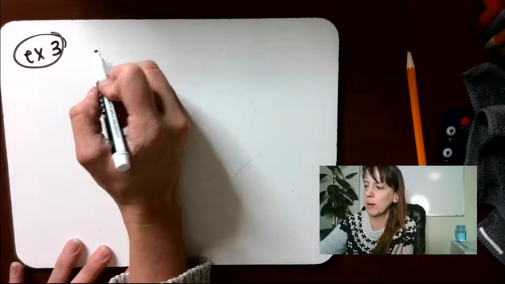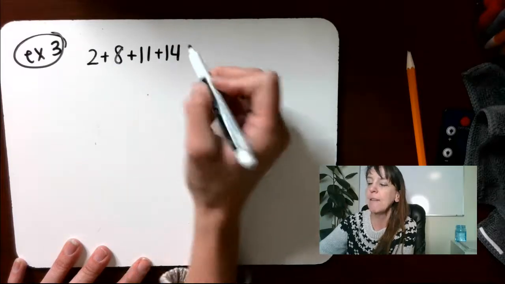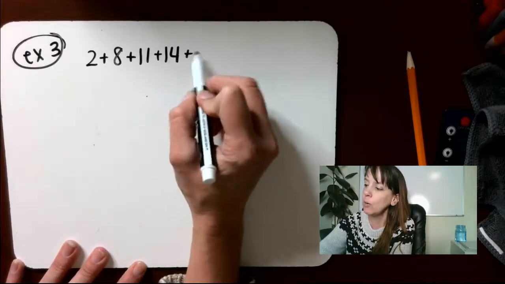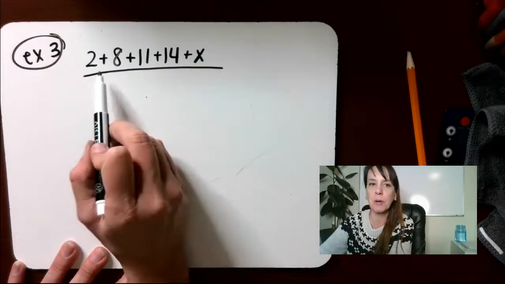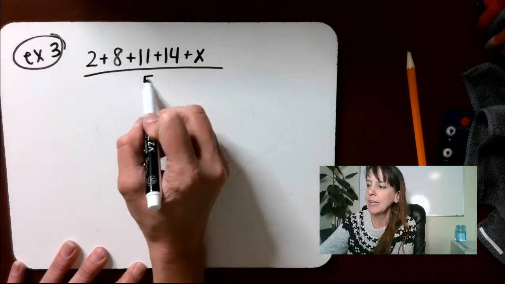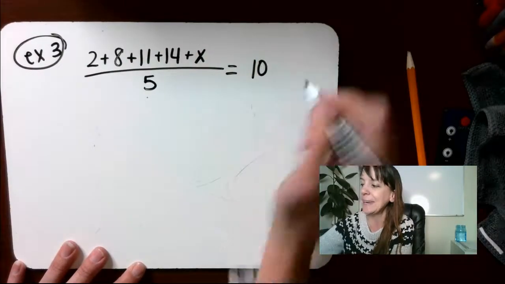The first 4 numbers are 2 plus 8 plus 11 plus 14. Find that 5th number. Well, we know that if we add all 5 numbers up, and we divide by the number of numbers, 1, 2, 3, 4, 5, we're going to get our mean, right? And the mean we are told is 10, okay?